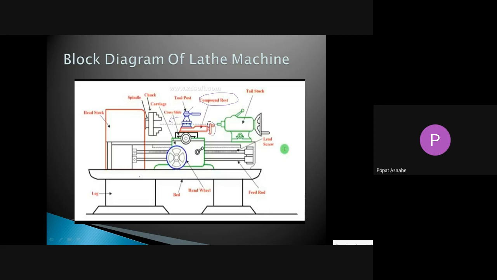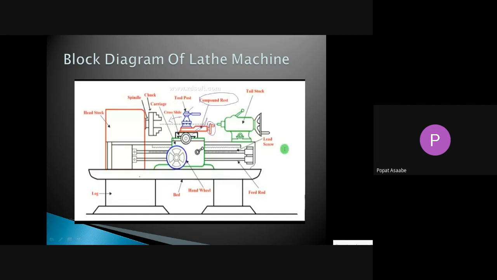Okay, म्हणजे काय करायचं आपण कंपाऊंड रेस्ट मध्ये, with the help of this compound rest we can swing. स्विंग म्हणजे काय, what is meant by swing? We can rotate. Okay, in this direction also, like this, we can swing this compound rest, and with the help of that compound rest we can give the angle to that tool post or that single point cutting tool.